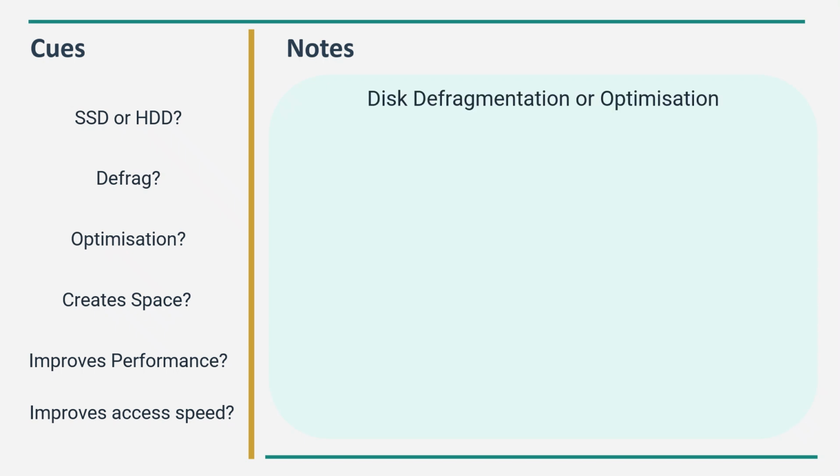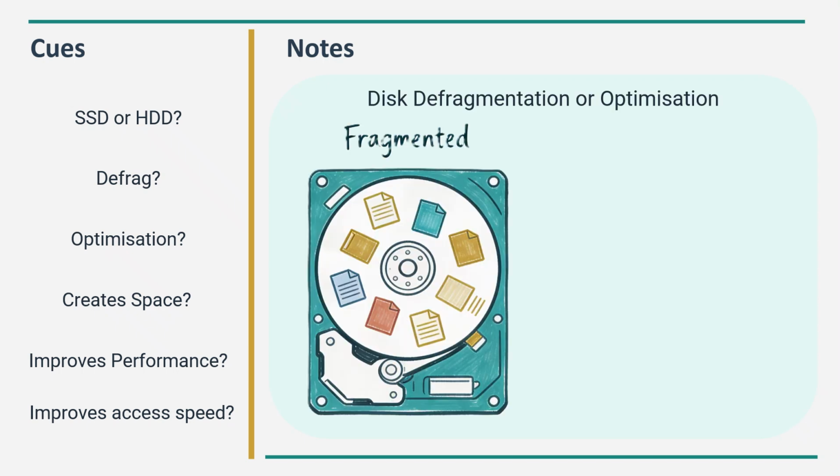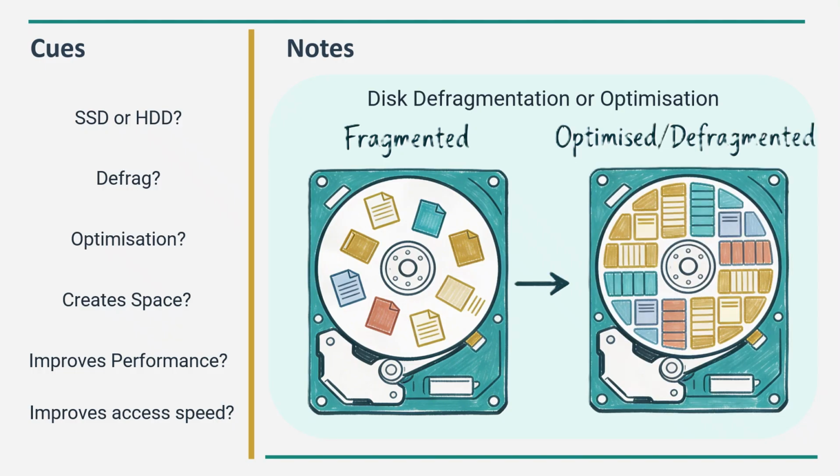On a traditional hard disk drive or HDD, files can become fragmented, which means it's stored in pieces all over the disk. A defragmentation or optimization utility reorganizes these pieces so that each file is stored in one continuous block, or as close as possible. This can improve performance because the drive's read head moves less. It is important to know that defragmenting does not significantly create extra free space on the disk, and it mostly improves access speed. And on SSDs, this is not necessary and can even add to wear and tear.